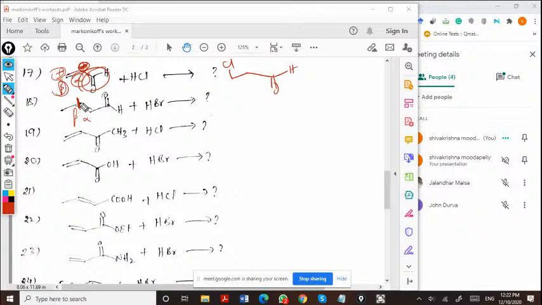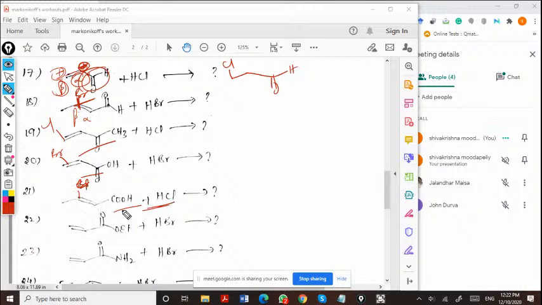Similarly, here this is alpha, this is beta. So the beta position is going to attach with the bromine. So a similar beta position. This is also a similar beta position. This is also C double bond OH. Similarly, beta position.